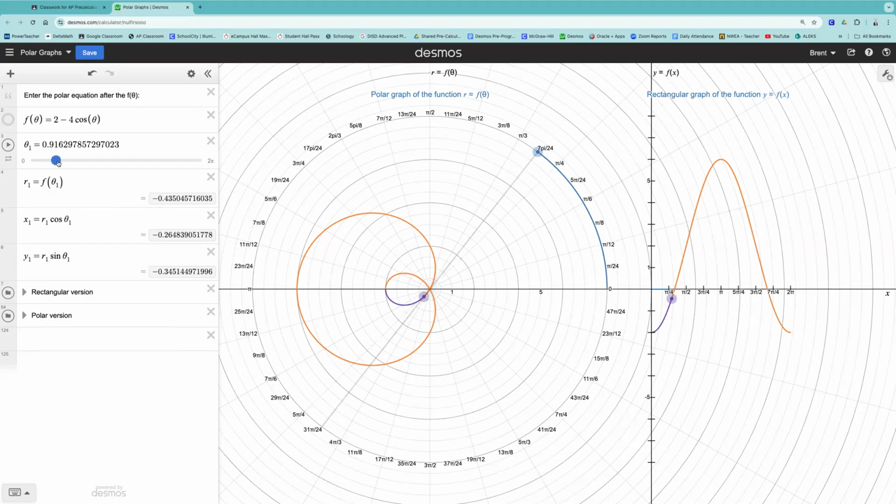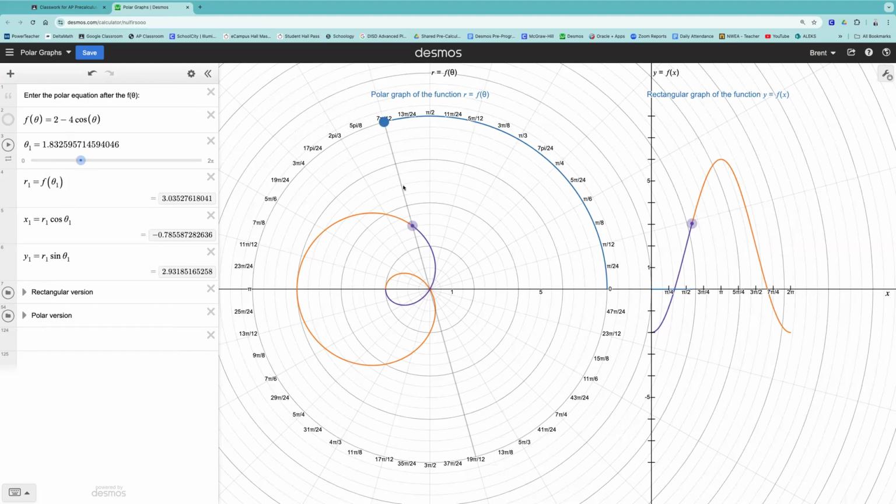Now I'm going to track it along, and I'm going to go now to 7 pi over 12. I tracked it up to 7 pi over 12. Now, here's my purple point. What would you tell me about my purple point? Is it a positive R value or negative R value? Positive. Why is it positive?